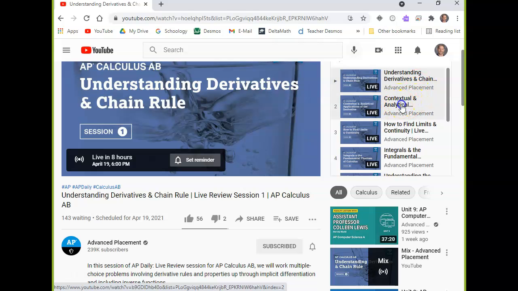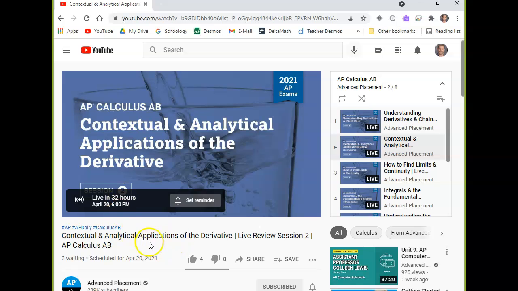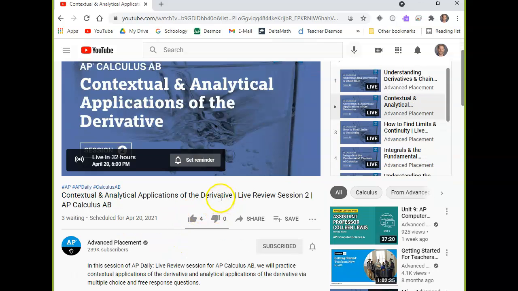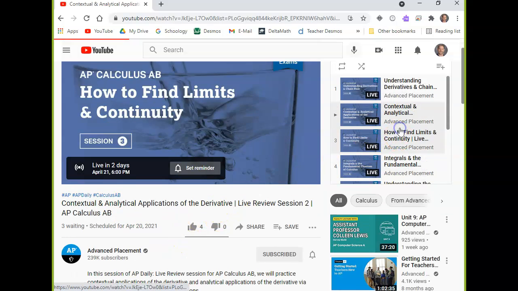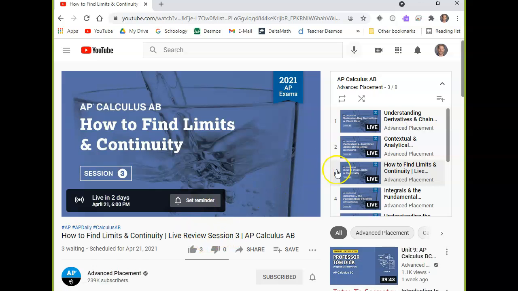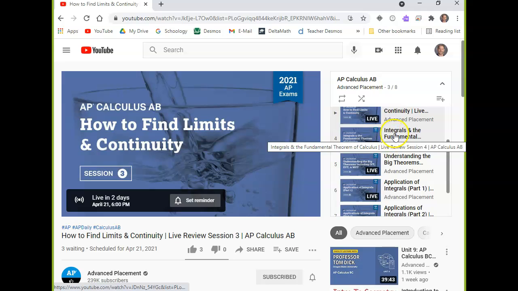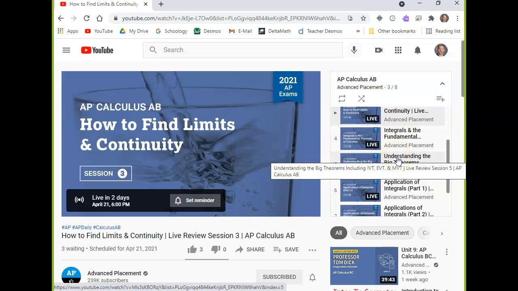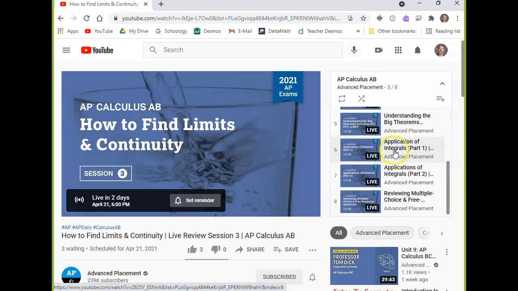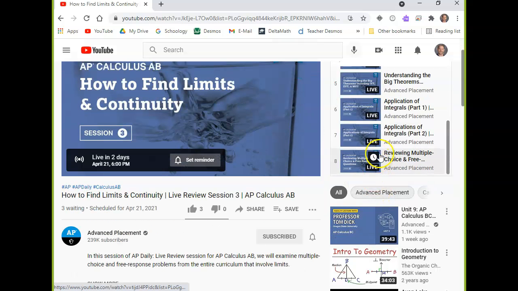Contextual and analytical, what was this? Analytical applications with a derivative. How to find limits and continuity. Okay? A lot of that is from Unit 1 and Unit 2. And then they get into integrals, understanding the big theorems like the mean value theorem, intermediate value theorem, and extreme value theorem. Applications. And they're going to review for, I think, the next 2 weeks.